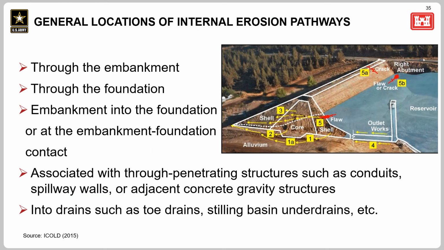This graphic illustrates possible locations for internal erosion pathways. Example pathway 1 shows backward erosion piping in the foundation or at the contact between the core and the foundation. Pathway 2 shows a location where erosion of embankment material may occur into the foundation, so core eroding into the foundation.